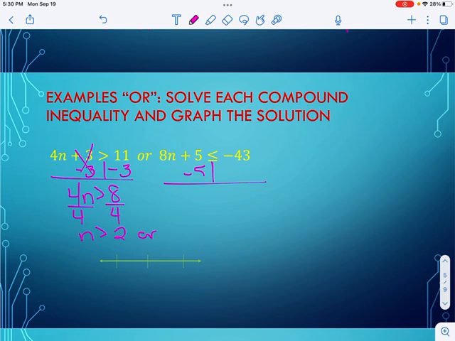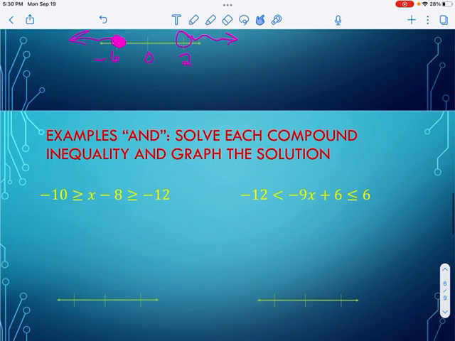Or I'm going to subtract 5 from both sides. That's going to get me 8n is less than or equal to negative 48. I'm going to divide by 8. So n is less than or equal to negative 6. So negative 6, 0, and 2: n is greater than 2, so open circle, shade to the right. N is less than or equal to negative 6, so closed circle here, shade to the left. And that is our OR statement.